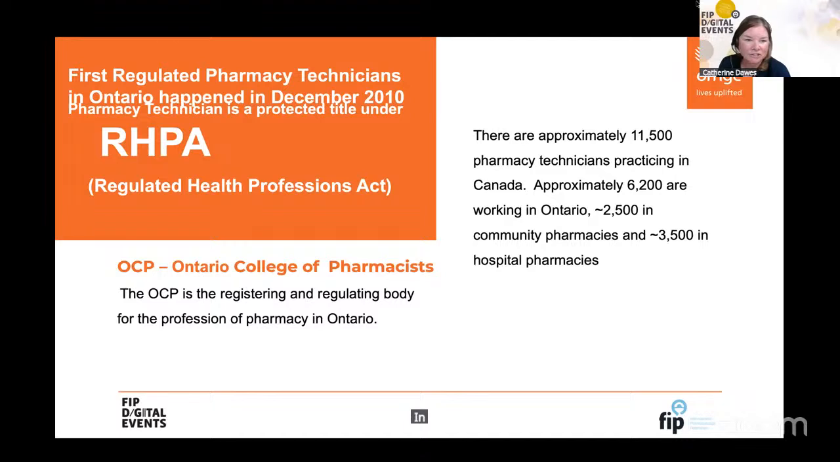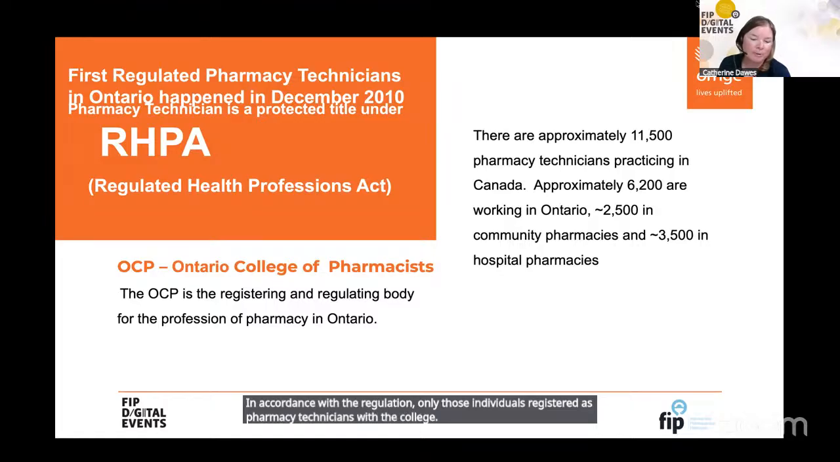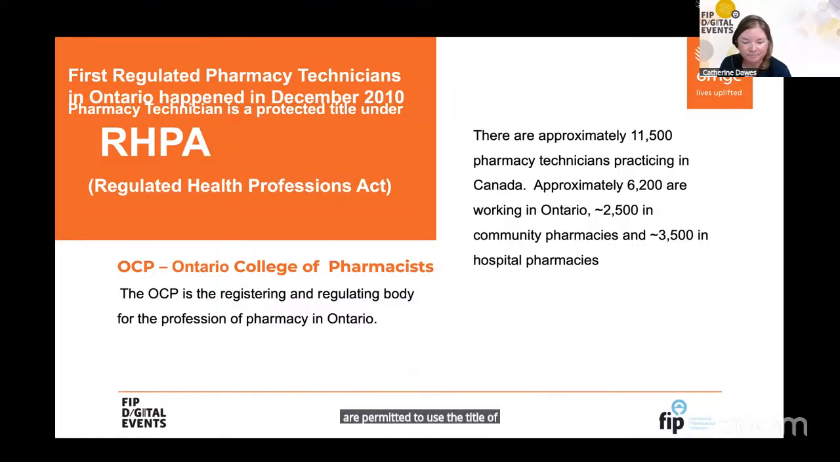In accordance with the regulation, only those individuals registered as pharmacy technicians with the college are permitted to use the title of pharmacy technician. So it's a protected title under the RHPA, the Regulated Health Professions Act, and pharmacy technicians carry the designation of RPhT. The College of Pharmacists is the registering and regulatory body for pharmacy, as well as pharmacists and pharmacy technicians practicing in Ontario. Most provinces have their own College of Pharmacists or regulatory authority.